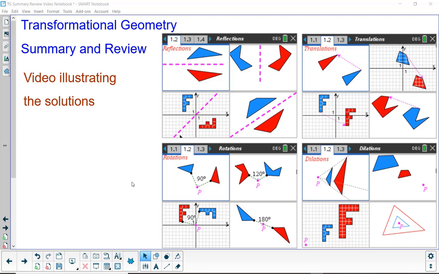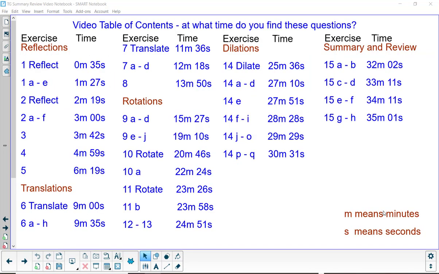Transformational Geometry Summary and Review. This video illustrates the solutions. This page shows at what times you can find the explanation of certain problems. Please go to the time listed for your problem and press pause as needed.